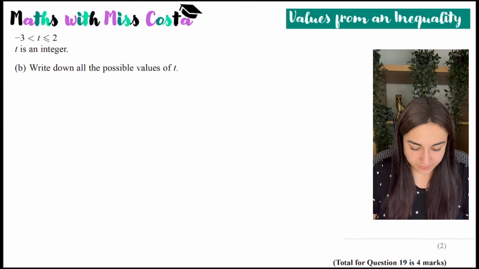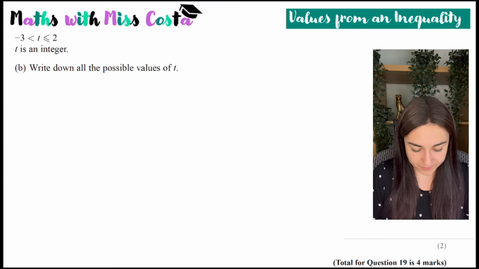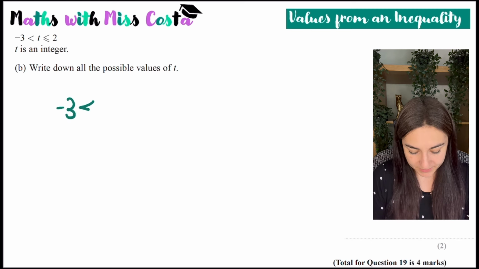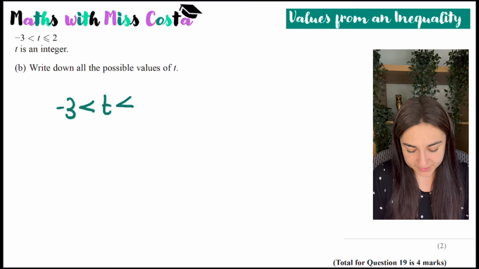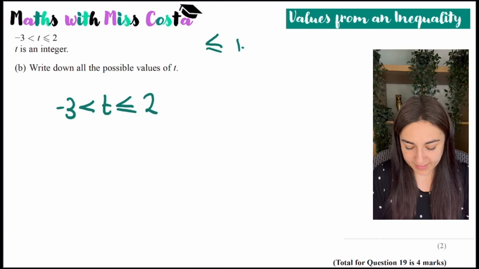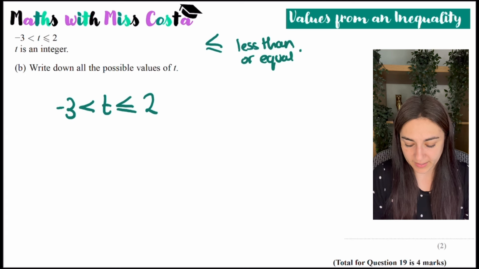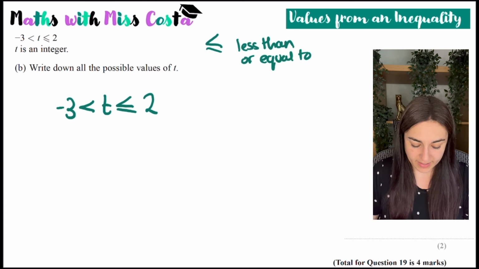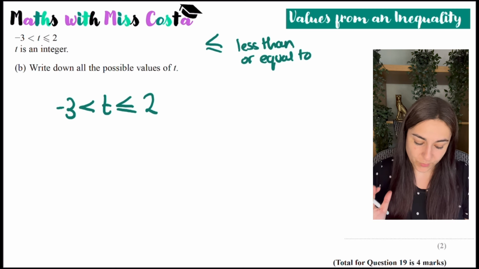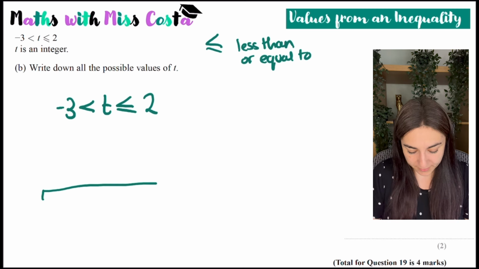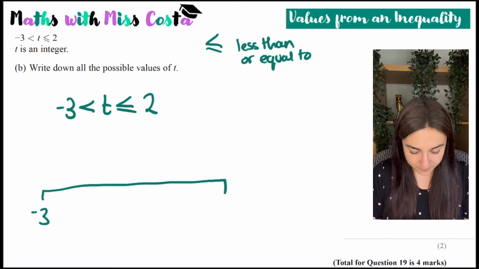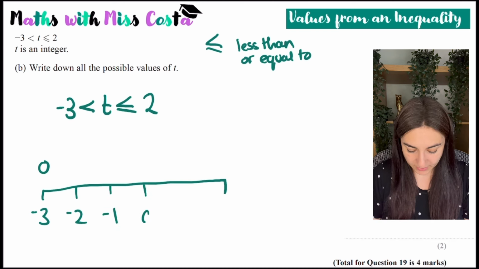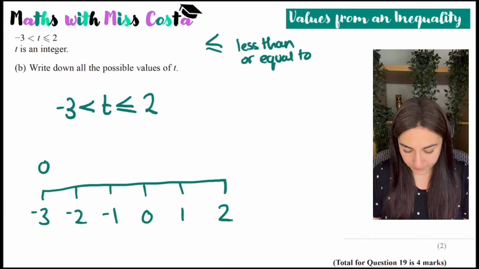Okay, next you've got an inequality. It says that minus 3 is less than t, which is less than or equal to 2. If you see this little sign here, it means less than or equal to. That's why it looks like an equal sign as well. So for all the possible values of t, if I had a number line, -3 would be over here, then -2, -1, 0, 1, 2.